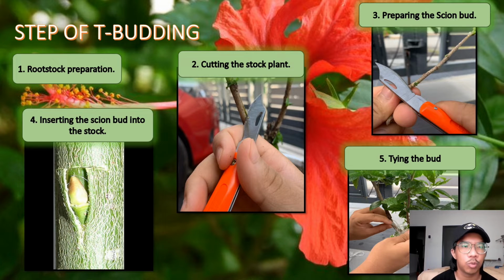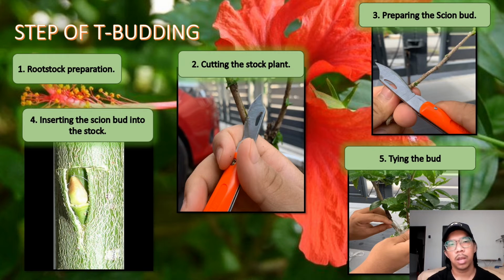First we must do rootstock preparation. We need to collect the rootstock. Second, we need to cut the stock plant. We need to make a T shape, the upper part and the lower part. Next, we need to prepare the scion bud. So we took a scion. After that, we need to insert the scion bud into the stock.